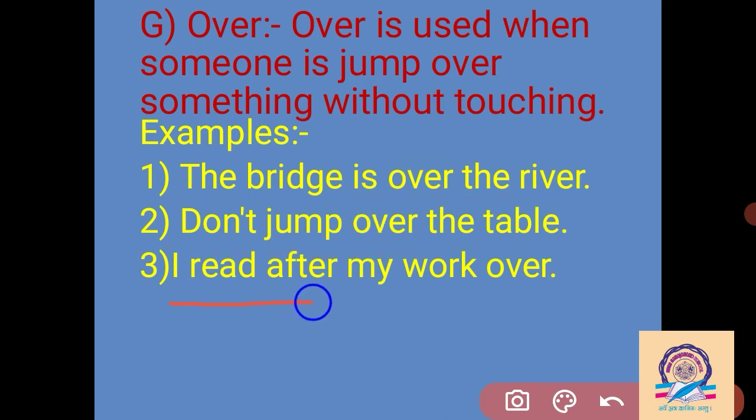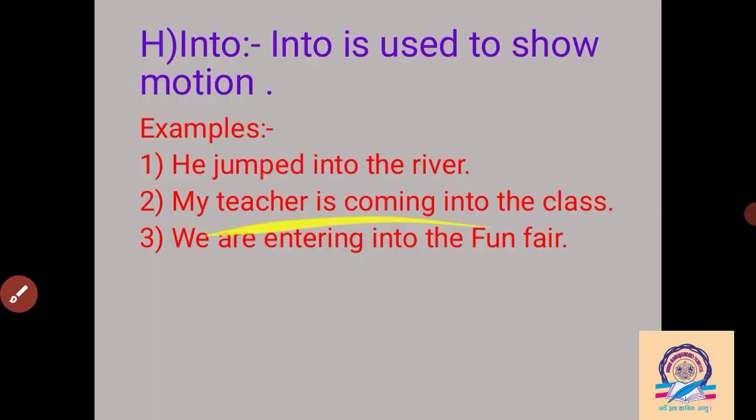Then I read after my work is over. So after your work is finished, then you start your next work here. For that also we have to use the preposition over.